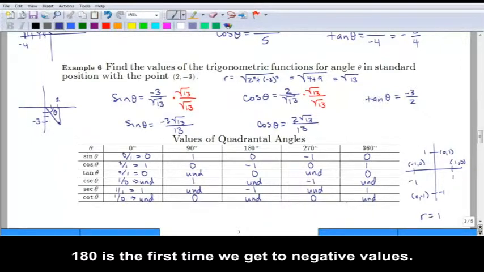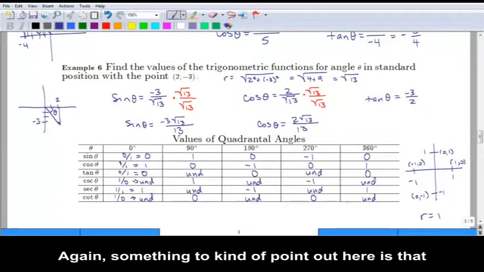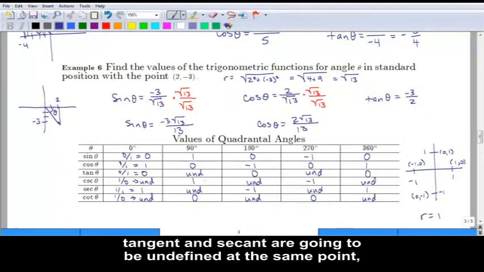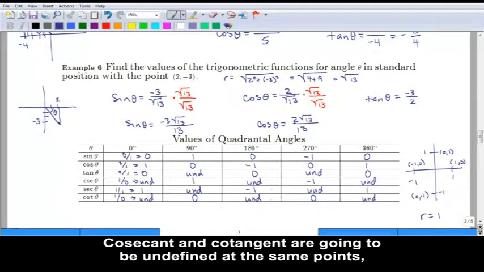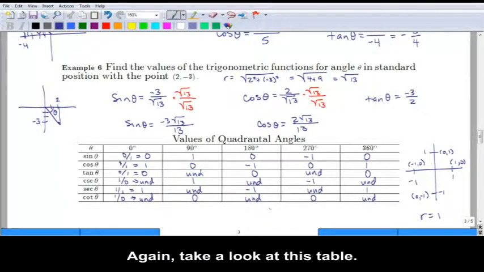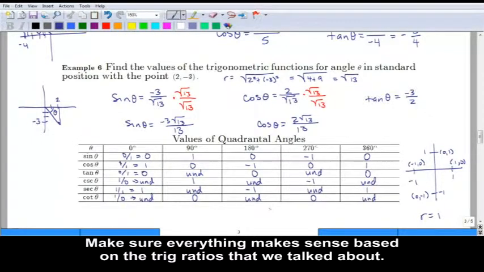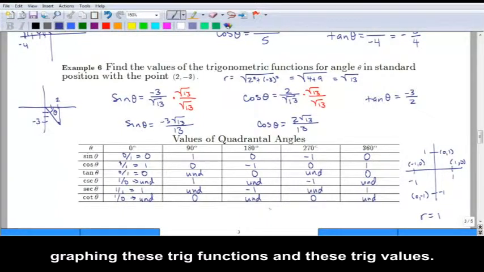180 is the first time we get to negative values. We should have gotten 0, -1, 0, undefined, -1, and undefined. Again, something to point out here is that tangent and secant are going to be undefined at the same point because you're dividing by cosine in both of those. Cosecant and cotangent are going to be undefined at the same points because you're dividing by sine when sine is 0 in those points. Again, take a look at this table, make sure everything makes sense based on the trig ratios that we talked about, and then this will come in handy again when we start talking about graphing these trig functions and these trig values.